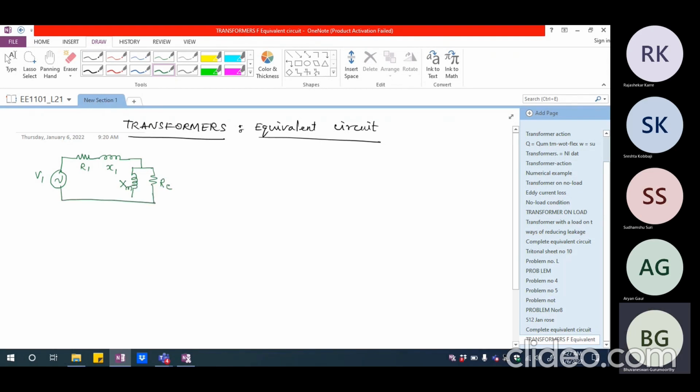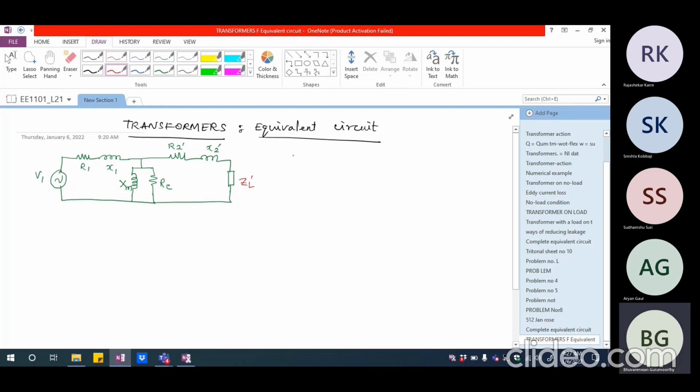Now these two are connected on the primary side in parallel with the voltage source, and you are going to have the secondary side resistance and leakage reactance. Both of them actually are transferred to the primary side, so we call this R2 dash and we call this X2 dash, and we are going to connect the load here, and the load is ZL dash. So this is going to be ZL dash.